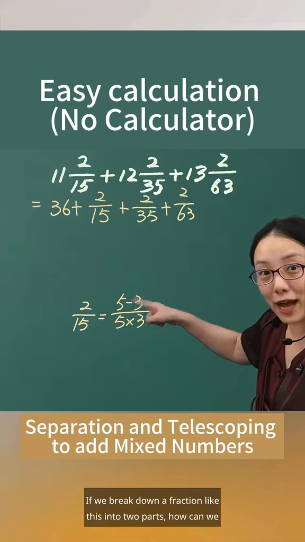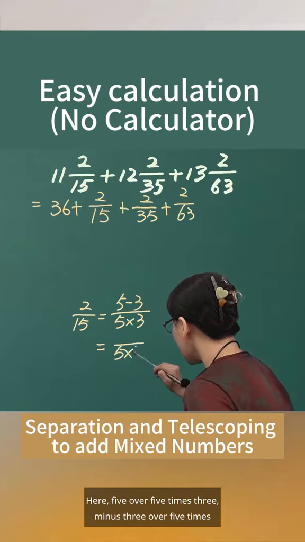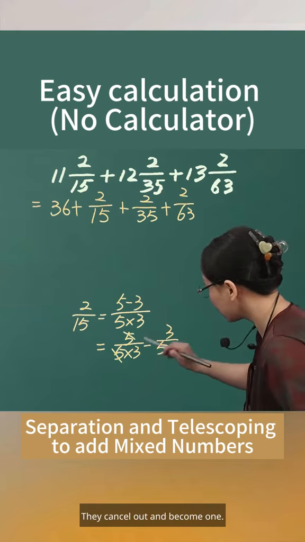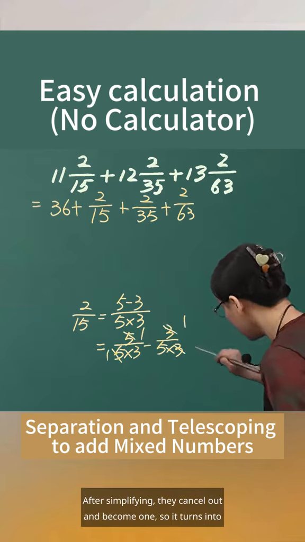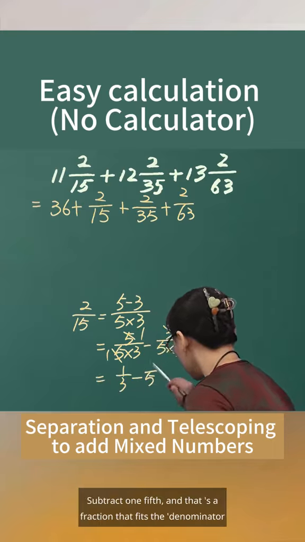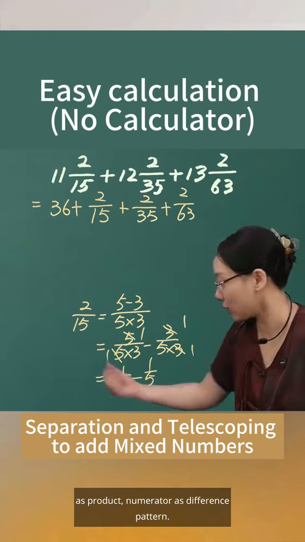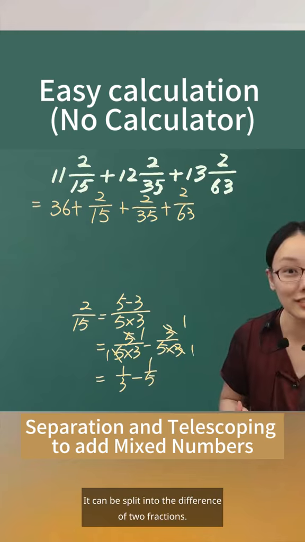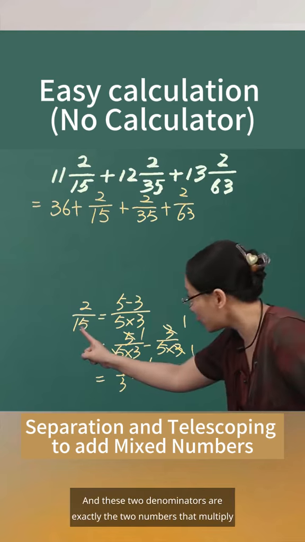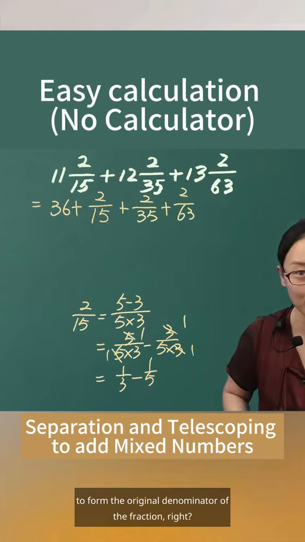If we break down a fraction like this into two parts, how can we write it? Here, 5 over 5 times 3 minus 3 over 5 times 3. Let's simplify. They cancel out and become 1, so it turns into 1/3 minus 1/5, and that's a fraction that fits the denominator as product, numerator as difference pattern. It can be split into the difference of two fractions. And these two denominators are exactly the two numbers that multiply to form the original denominator of the fraction, right?